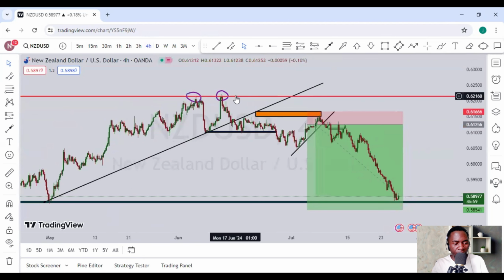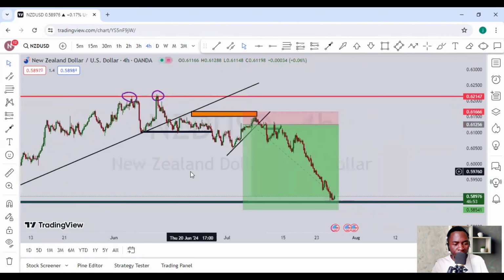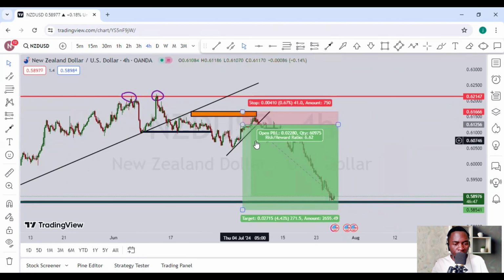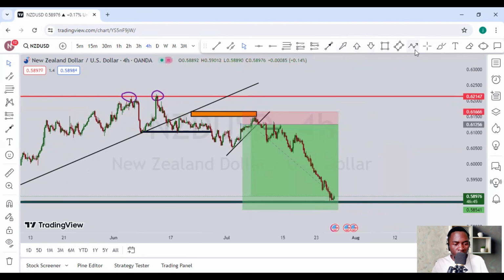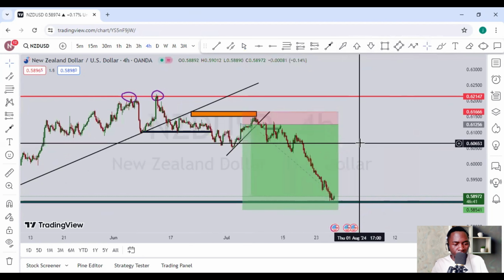There was a zone at the top here. Then the market broke my trend line and retested the level. I entered immediately here. The market went around this area. You can see very clearly where the market reached, around this area.